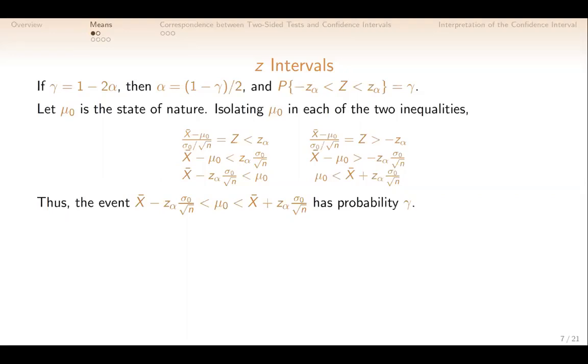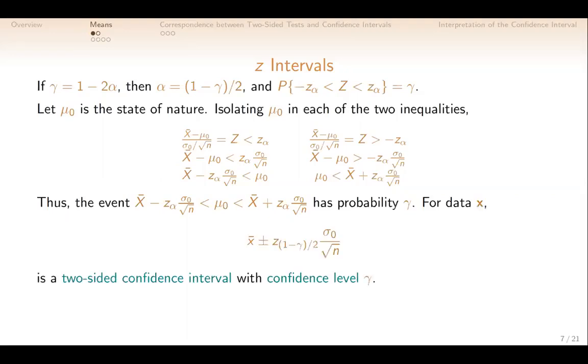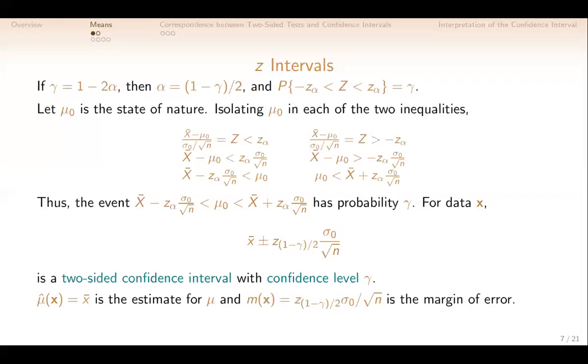So this has the symmetric property for a confidence interval, right? The estimate for the mean is x bar, and then my margin of error is not random, right? It's z alpha sigma naught over the square root of n. So you could write it this way: for data x, that is x bar plus or minus, because it's a symmetric confidence interval, z of 1 minus gamma over 2 times sigma naught divided by the square root of n. So that's a two-sided confidence interval with confidence level gamma. X bar is the estimate for mu, and z of 1 minus gamma over 2 times sigma naught over the square root of n is the margin of error.